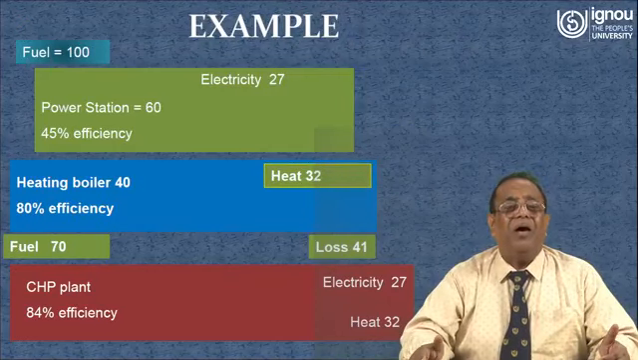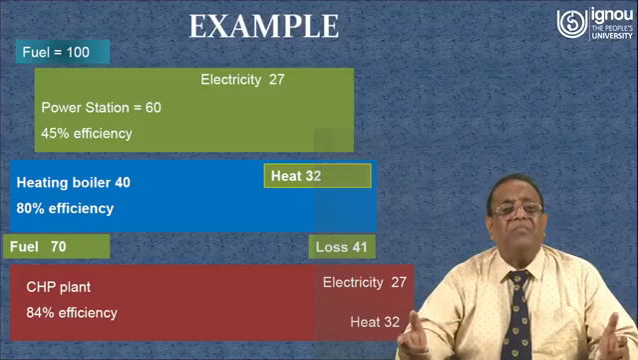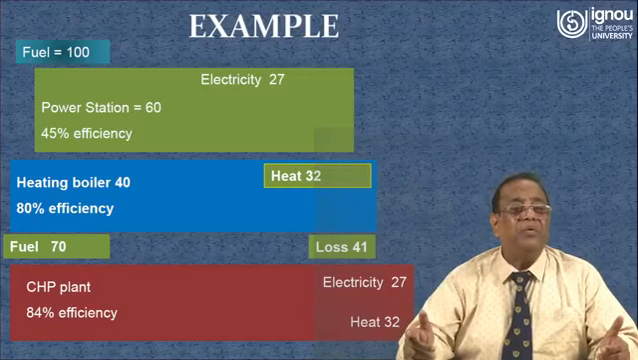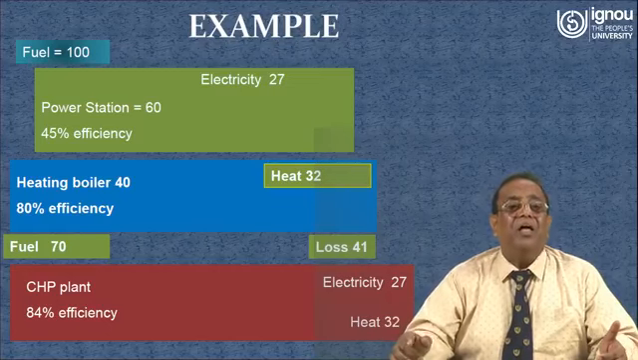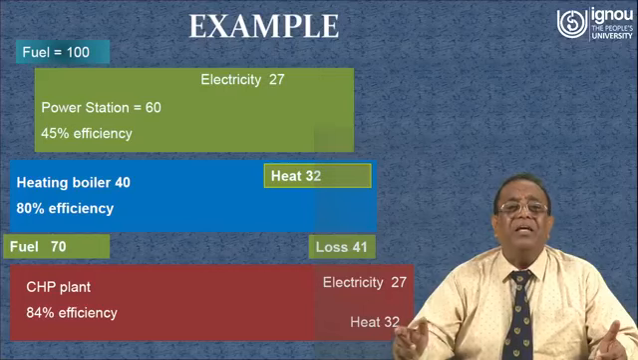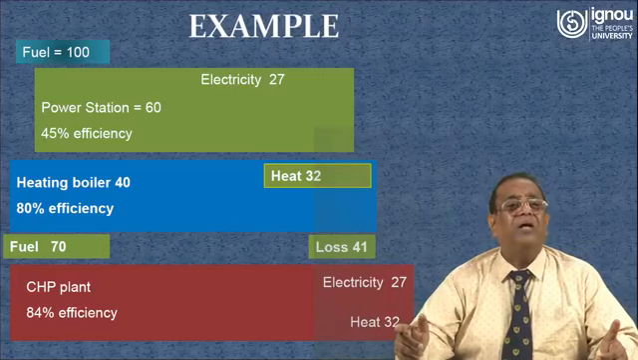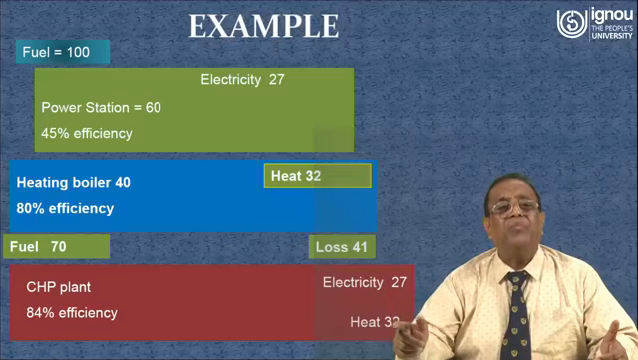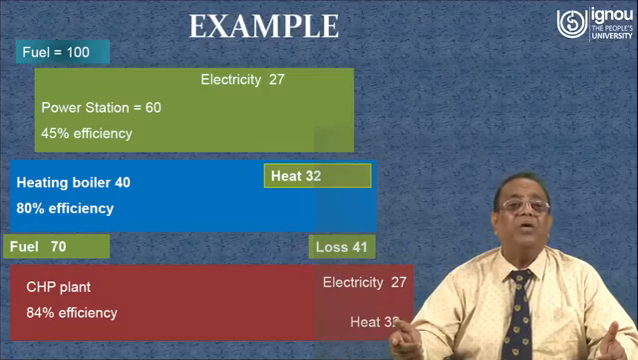Now, let us take an example of how cogeneration benefits the system. Take the conventional system where energy is used for producing electricity, and also energy is used separately for heating in the boiler for process industries. Suppose the available energy is 100 units, and 60 units are utilized for the power station, whose efficiency is 45%. So, 60 into 0.45 comes out to be 27 units. Out of 60 units of energy given as input to the power station, we get 27 as electrical output.